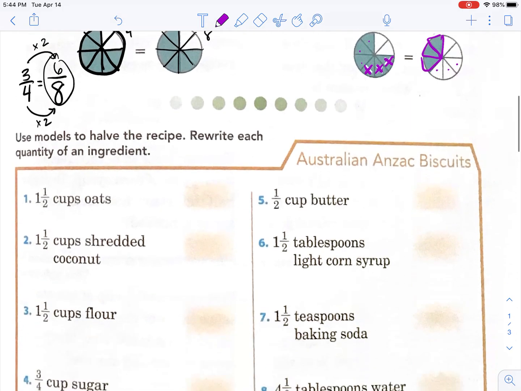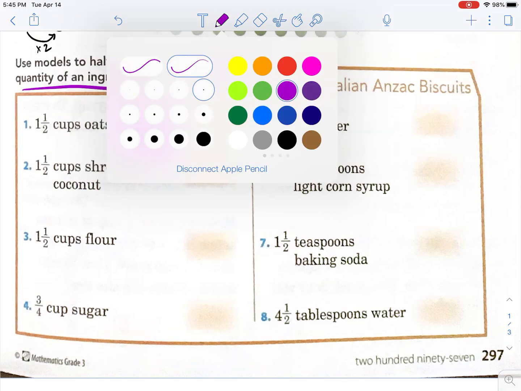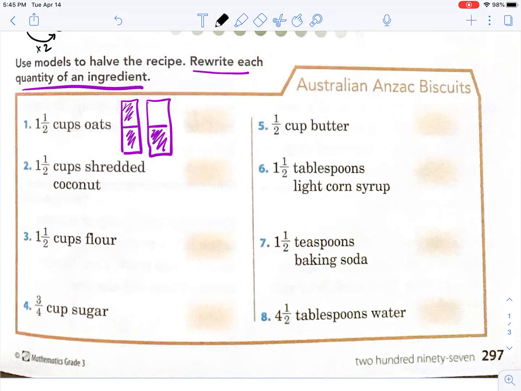Okay, so this is all through pictures. It says use models to half the recipe. Rewrite each quantity of an ingredient. So it says use models to half the recipe. Okay, so what we're going to do is we're going to draw this out. If you can fit it right here, you can do that. So let's try it. If not, I have a separate piece of paper that I'll do. Here's my 1 1/2 cups of oats. Well, I want to get rid of half of that. But so I need to double the amount. I need to cut these both in half.